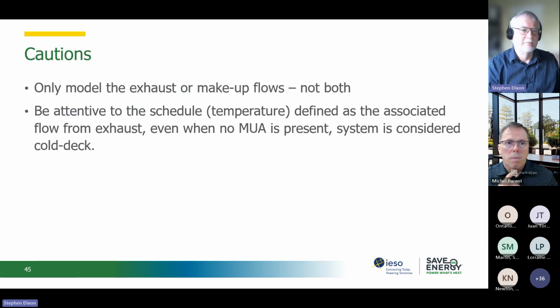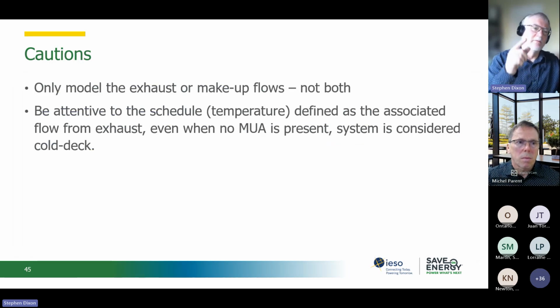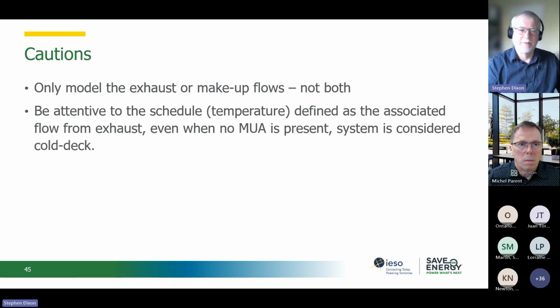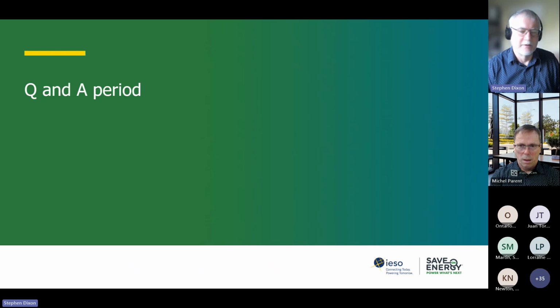So on that note, just a couple of cautions here. Again, don't model both the exhaust and the makeup. So if I'm looking at the exhaust system, in this case, we're assuming the makeup is coming right from the building. Now, we could change it so that we were providing makeup air, and we would have to change the schedules and the temperature. Maybe we're making up air to the kitchen, right, without any or with a minimum amount of preheat. So we could model that, but we would have to then adjust the temperatures and the schedules according to what Michelle showed us earlier, right? And so even when no makeup air is present, this system is defined as a cold deck system, right? So pretty straightforward. All right.